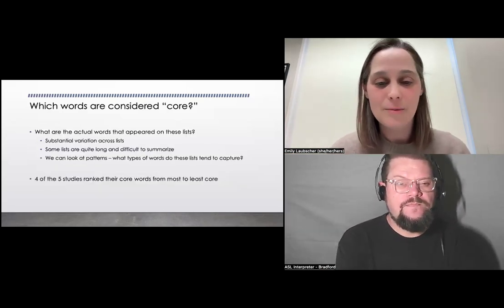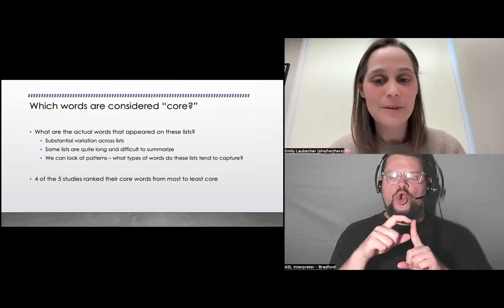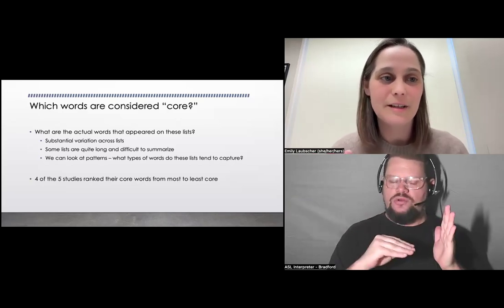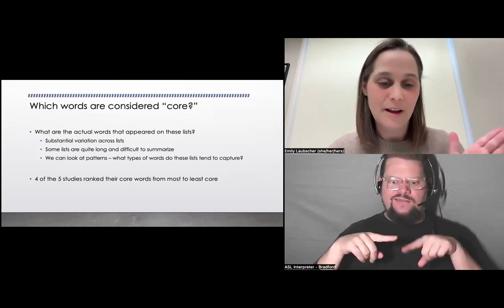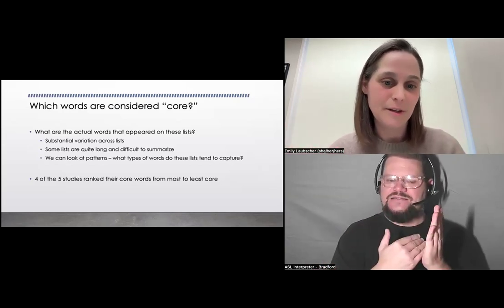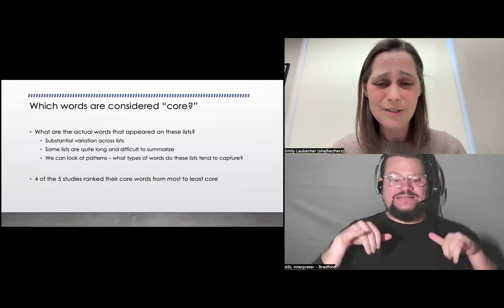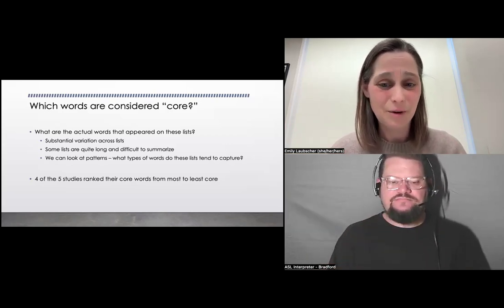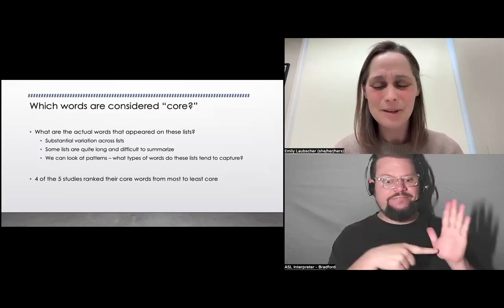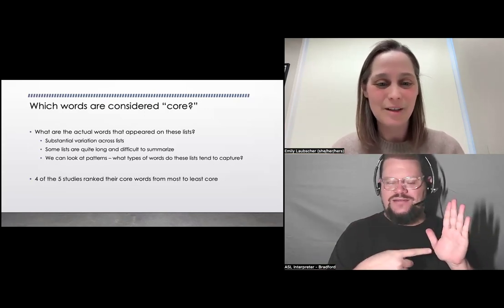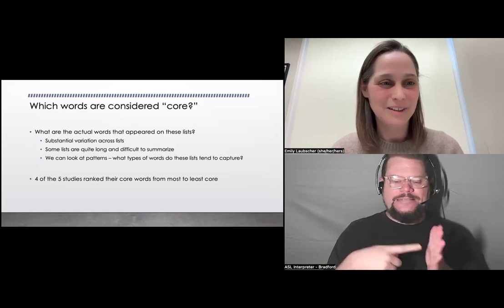So what words are captured using these methods? Well, it turns out that every core word list is different. There's variation across the lists, and no 2 lists are identical. It's also really difficult to quickly summarize the lists, especially the longer ones, because after a while they end up feeling like just kind of a random collection of words.